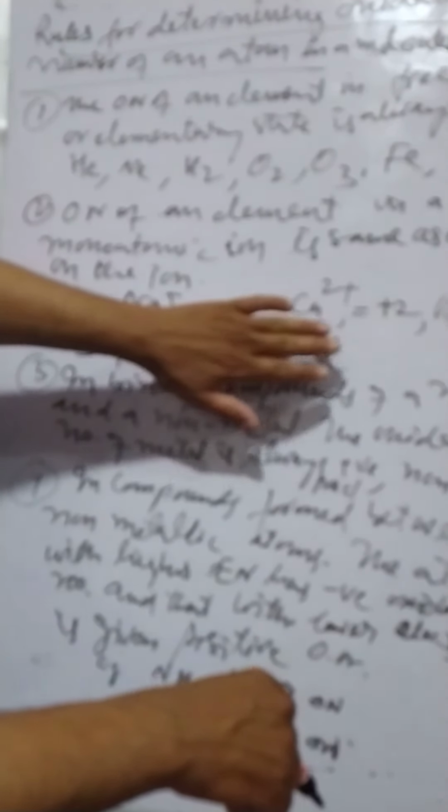So these are two rules. The third rule is for binary compounds of metal and non-metal. When a compound is formed between a metal and a non-metal, the oxidation number of the metal is always positive. For example, sodium chloride. This is the metal and this is the non-metal. So the oxidation number of the metal is always positive and that of the non-metal is always negative. So this is rule number three.